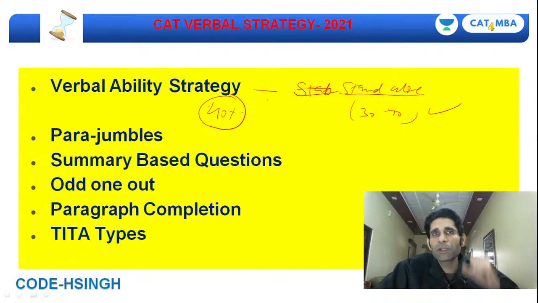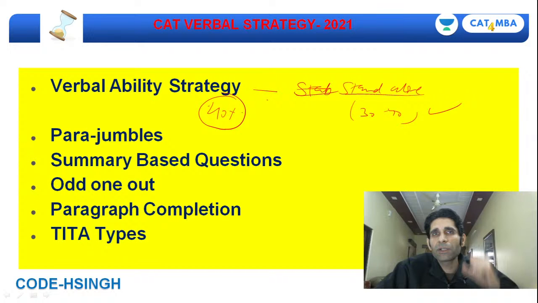Second, all the TITA type questions. Every year you have approximately 5 questions of TITA type. All TITA type questions come in verbal ability. In TITA type questions you don't have any negative marking, so you can afford to get some of these questions wrong, and the threat of negative marking won't be there. Okay. So that is one.